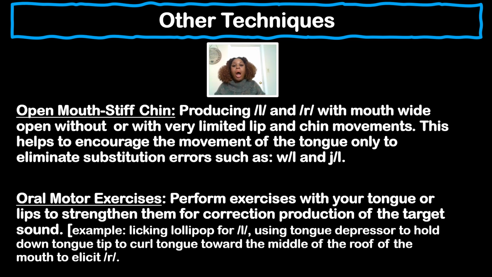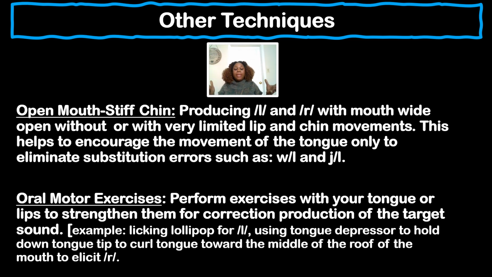Same thing with R. Open mouth, stiff chin, just to activate the R sound. And as they're able to get used to what the tongue feels like when it's moving, then they can go back to just making it normally without the open mouth and the stiff chin. But I do that sometimes to make them focus in on making sure that they are activating their tongue movement.